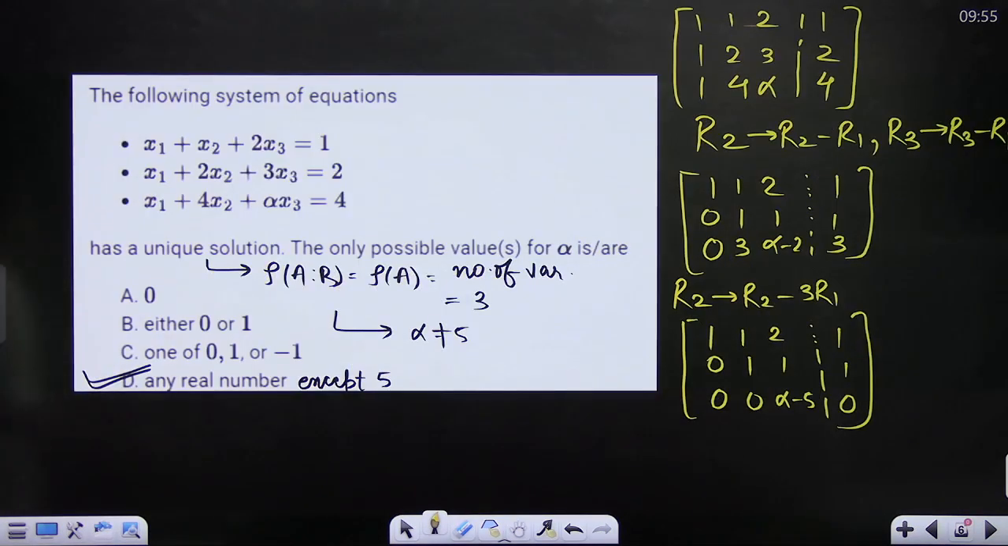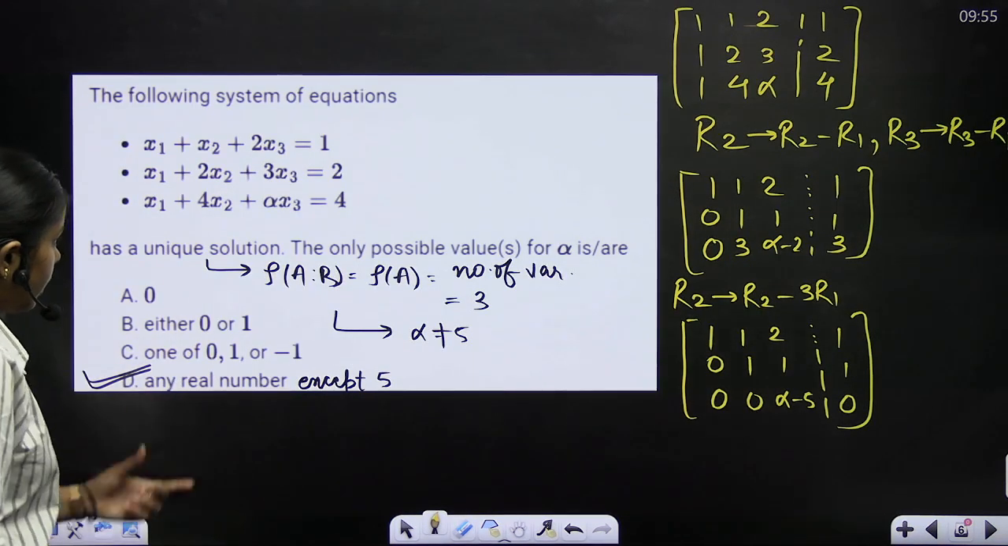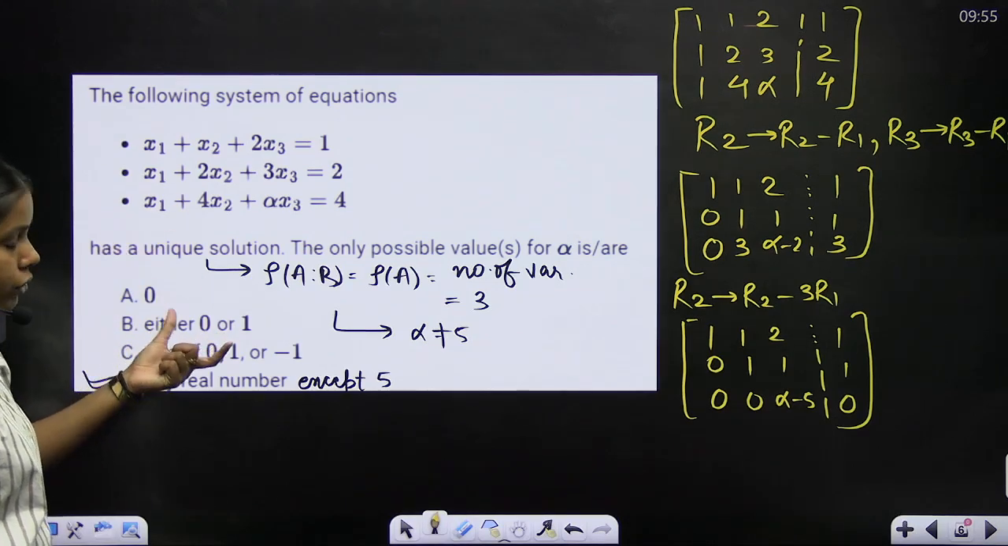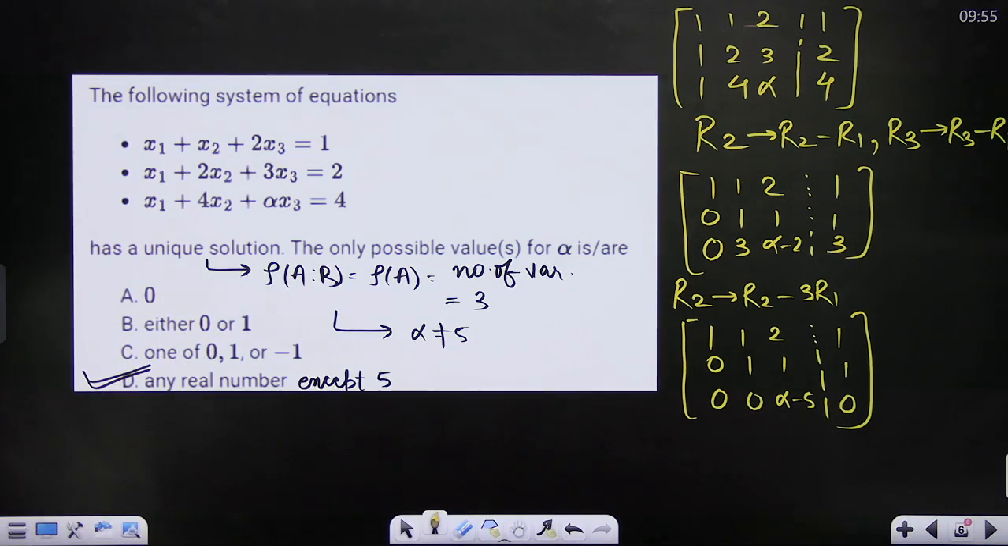So what would I do now? Now you can see that in this matrix, sorry, I came to the wrong question.